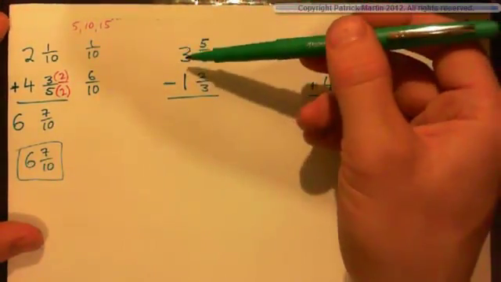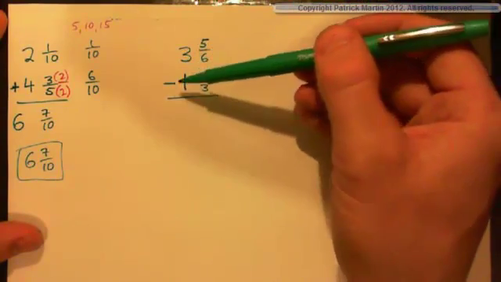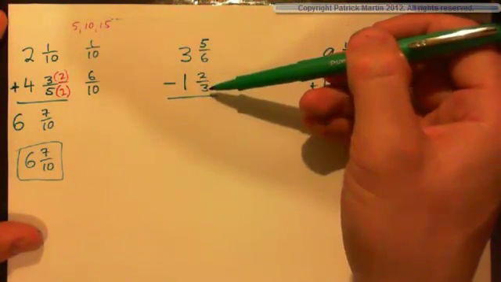So here we have 3 and 5/6 minus 1 and 2/3. Now what?